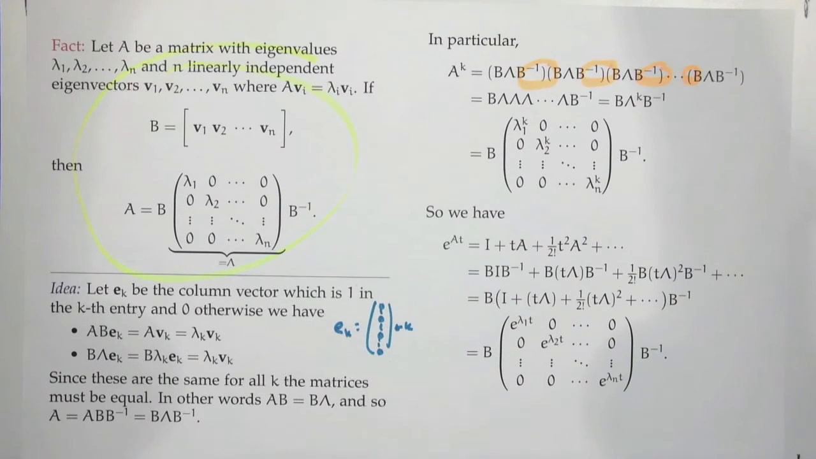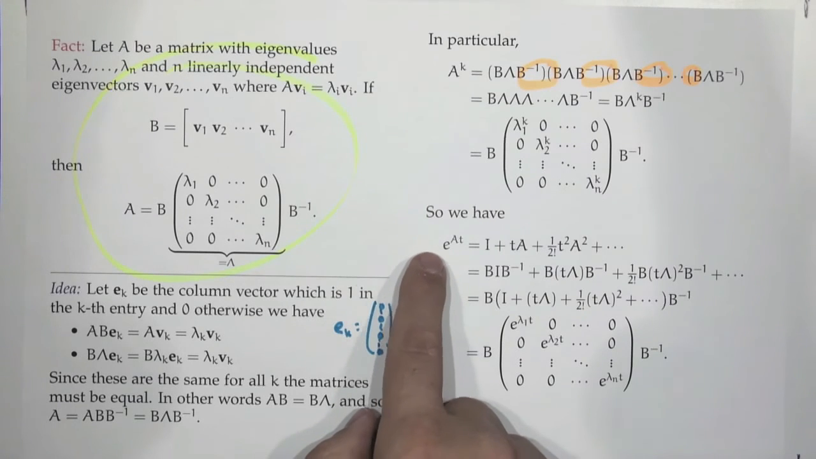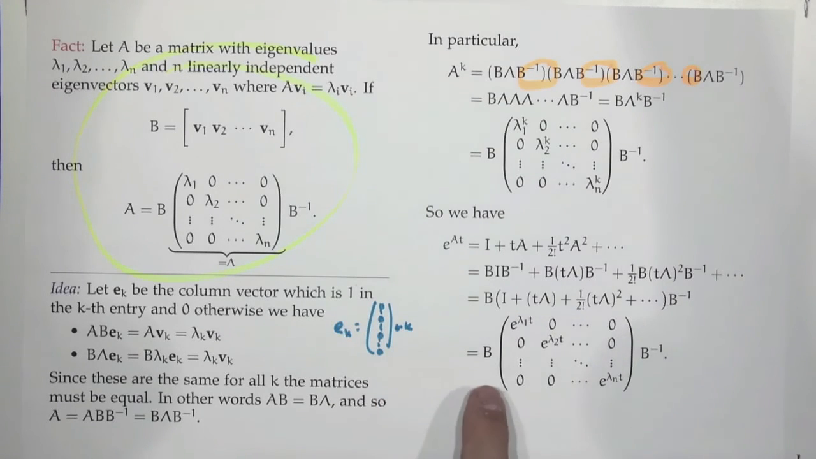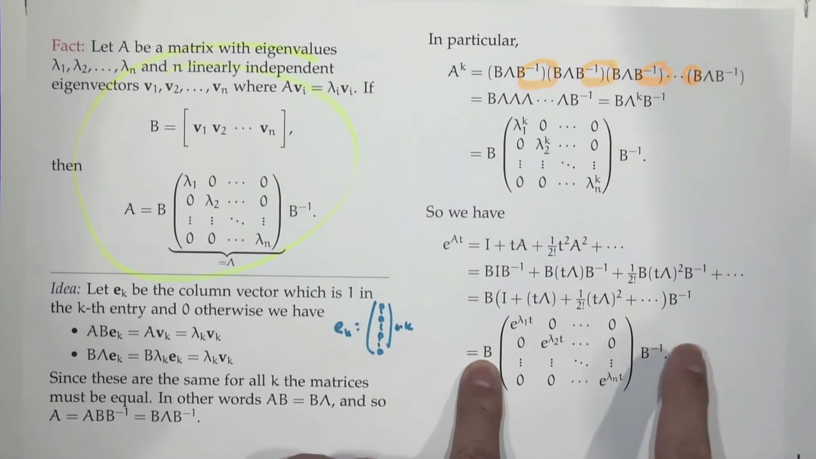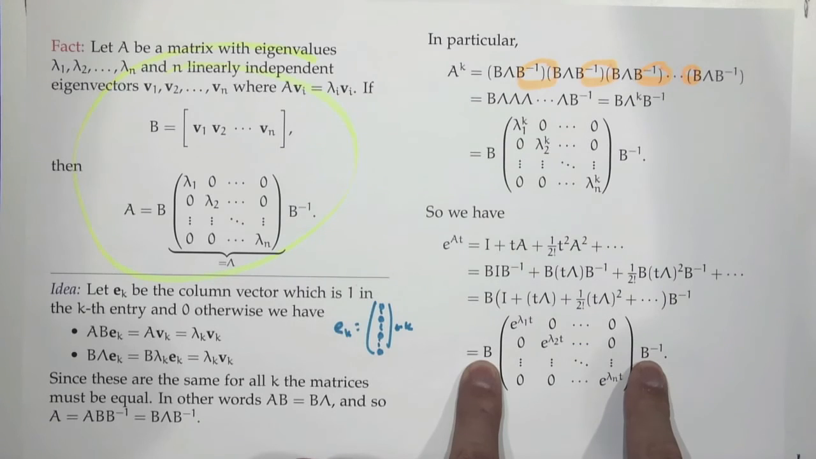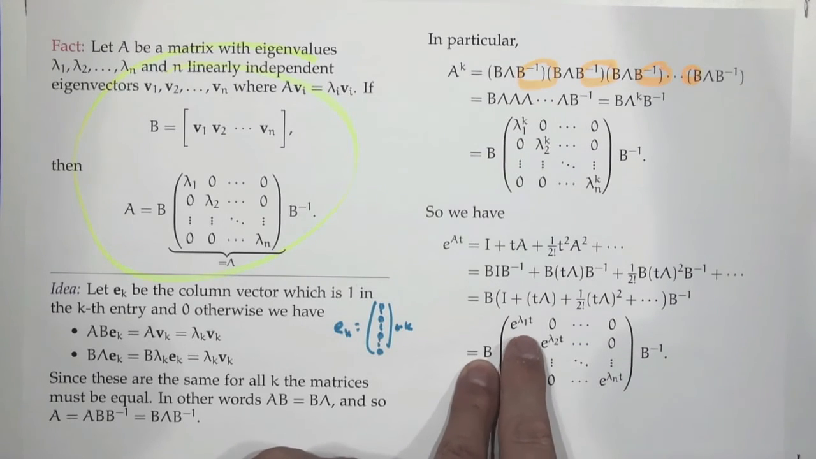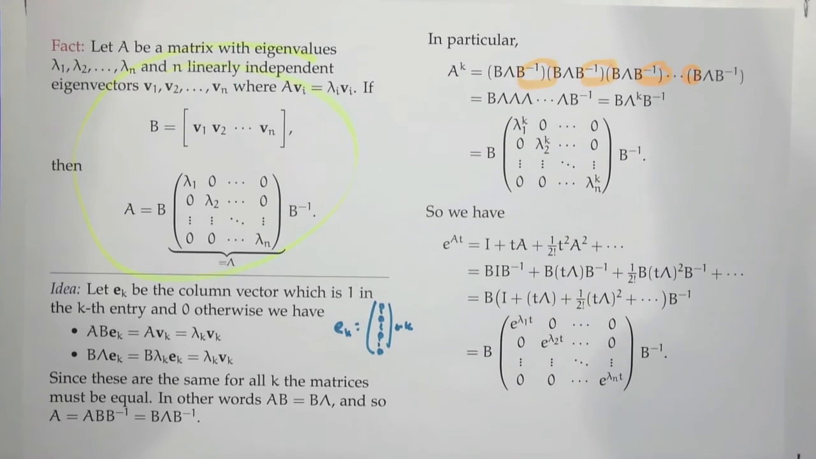Now, you apply this and say, all right, what if I want e to the At? Well, you run the computation, and it turns out you have the eigenvectors of A, the inverse of that, and in between, it's e to the lambda 1 t, e to the lambda 2 t, down to e to the lambda n t.